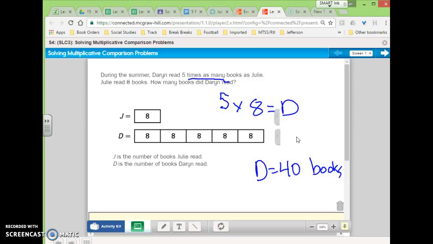So diagrams can help you with this. So when we know that Julie read 8 books and he read 5 times as many, I'm going to have 8 5s to show that he read 5 times as many. So as multiplicative comparisons, bring your math journal and a pencil to group.